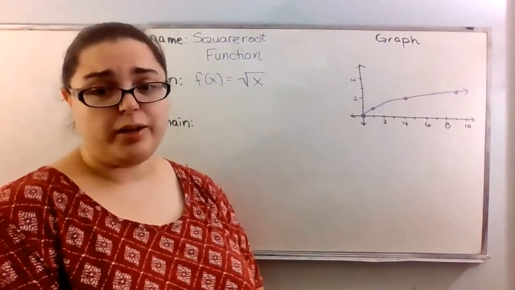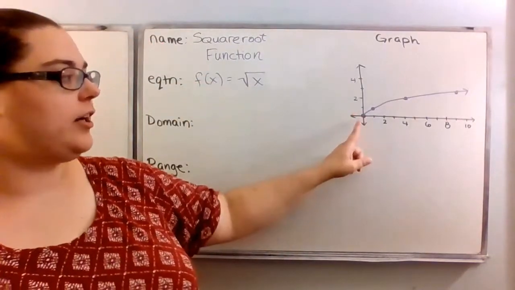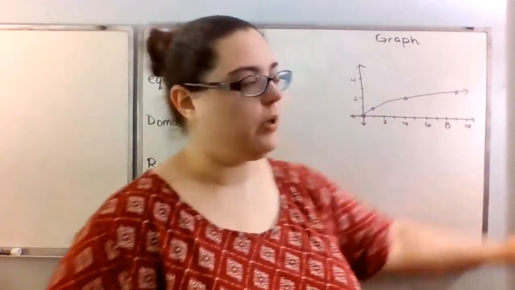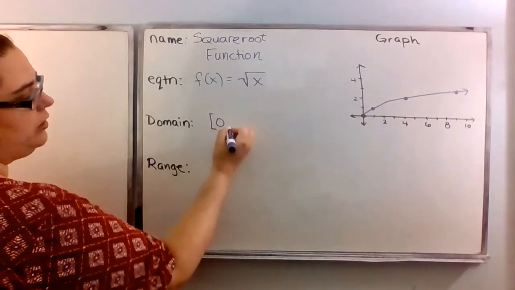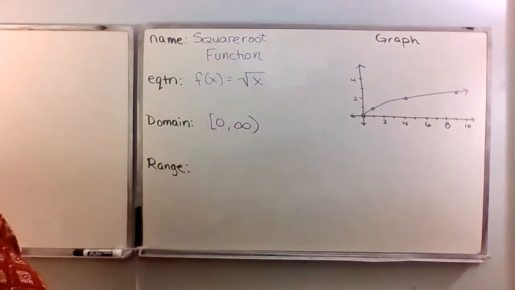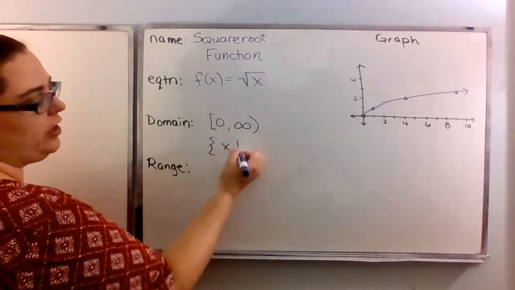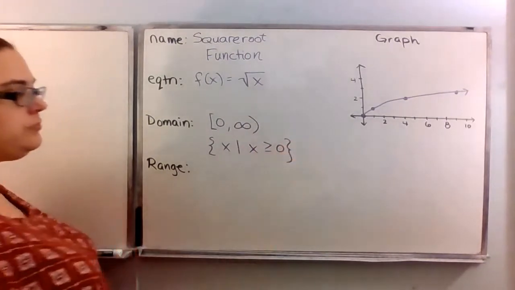So that's actually going to impact our domain, right? For the domain, it looks like we're starting here at 0, and then we can square root any positive real number. So for the domain, I'm going to start out at 0 and go up to infinity. Alternately, if you prefer set builder notation, this is the set of all x, so that x is greater than or equal to 0.